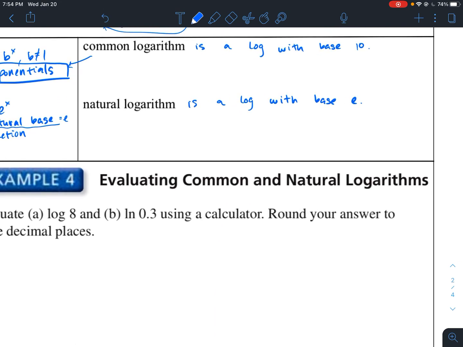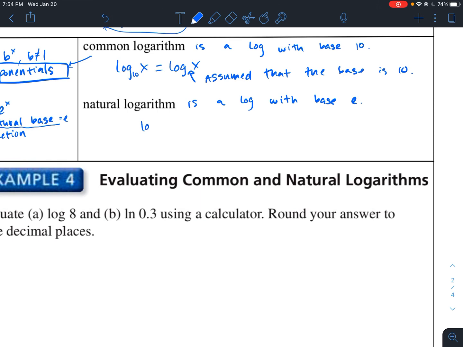So now this is what it would look like. A common logarithm would look like this: log base 10 of x, which we just write as log of x. So basically, if you see log of x and it doesn't have a subscript here, then it's assumed that the base is 10. Okay?